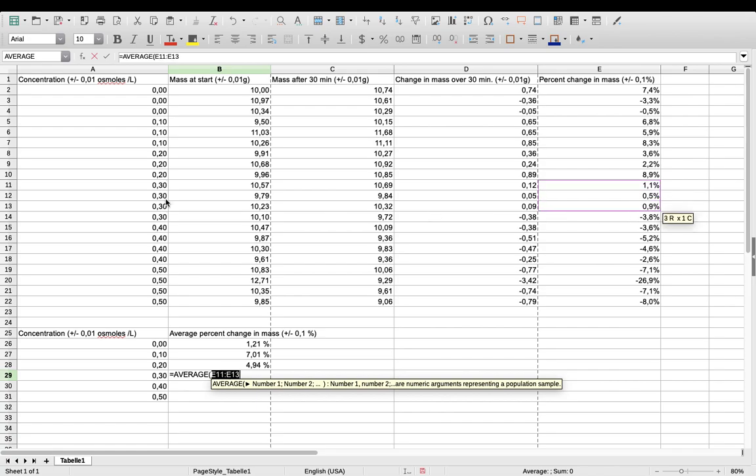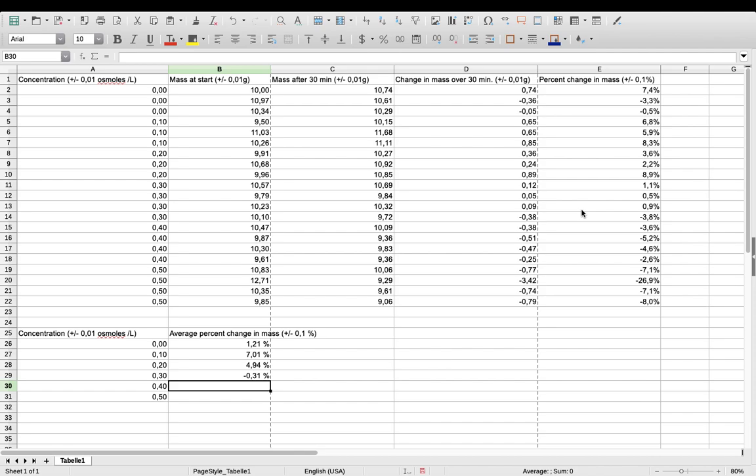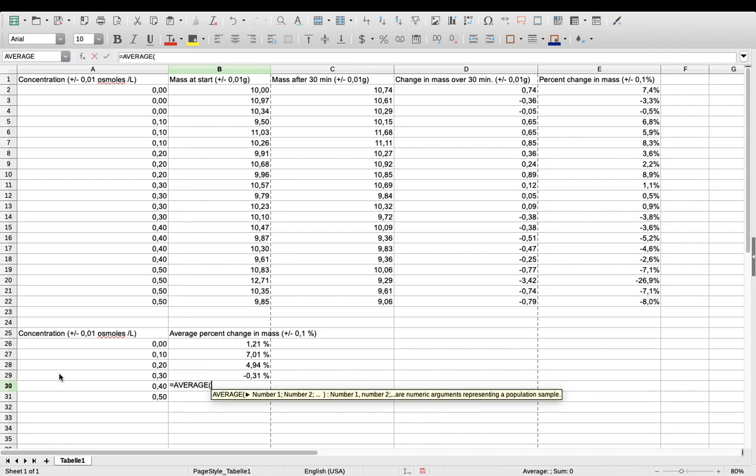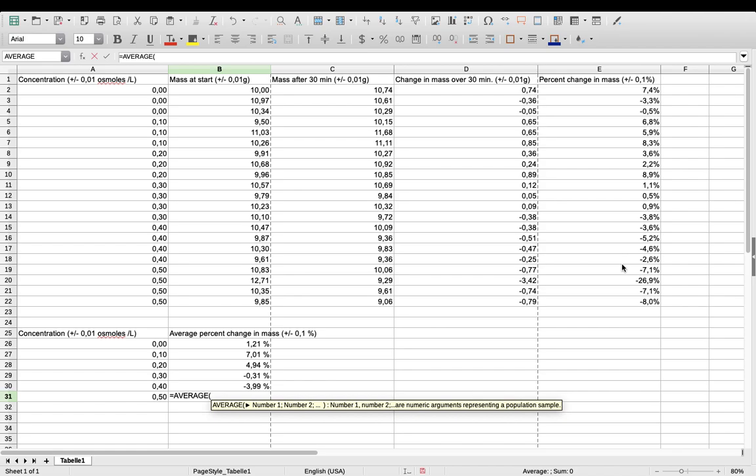Looks like there's more measurements for this one. Make sure I include this last one as well. And 4. Okay, those are the averages.